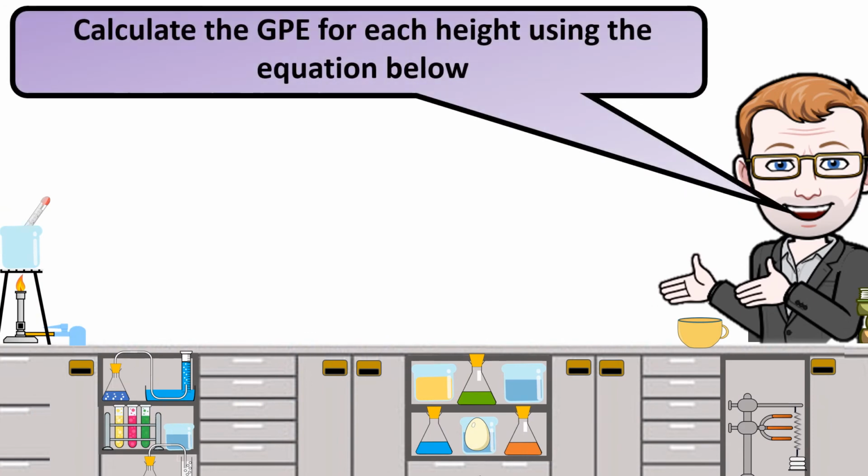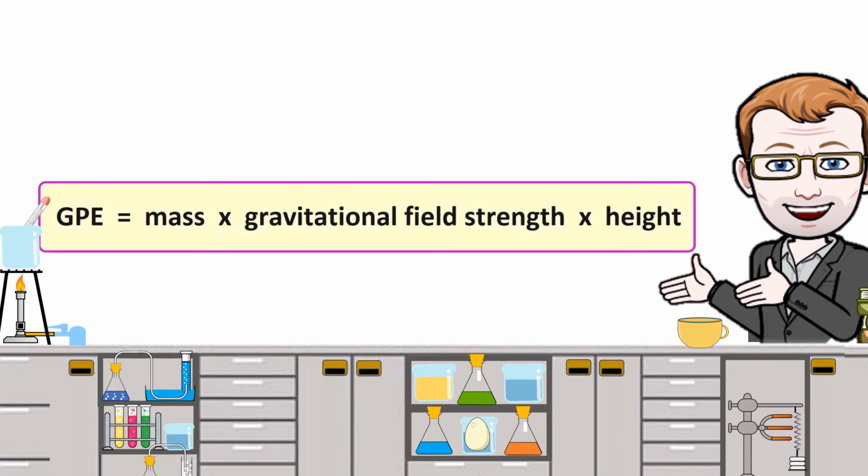So remember, to calculate gravitational potential energy, we use the equation below, which is mass times gravitational field strength times height. So you can use that equation to go and work out the gravitational potential energy and put it down into your table.